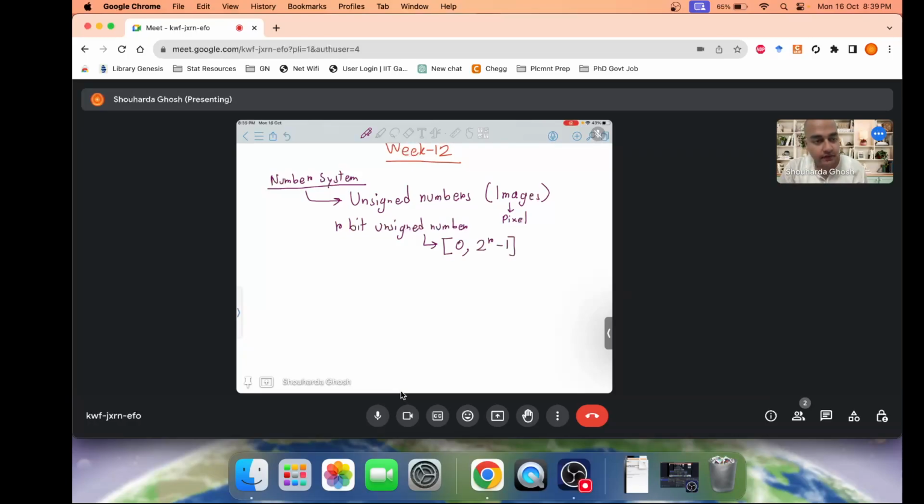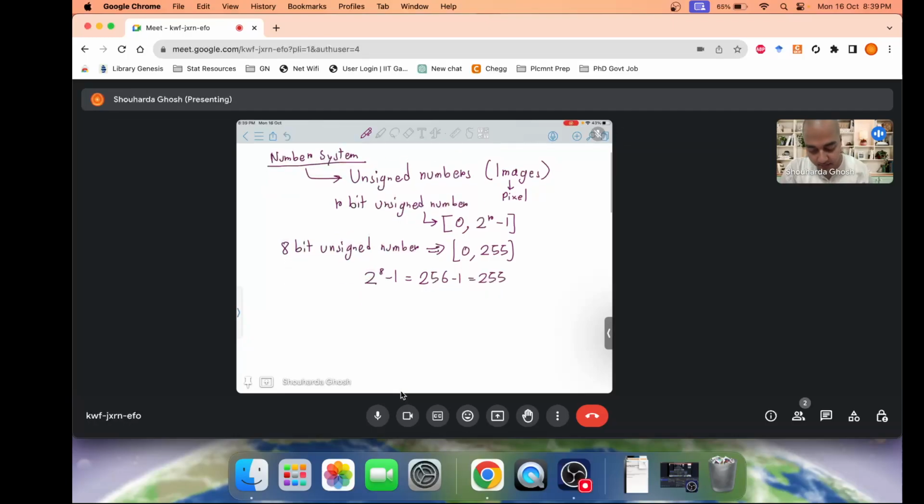For example, when I talk about an 8-bit unsigned number, what range does it occupy? It occupies 0 to 2 to the power 8 minus 1. 2 to the power 8 is 256, minus 1, that is 255. So that is the range that your pixel covers.